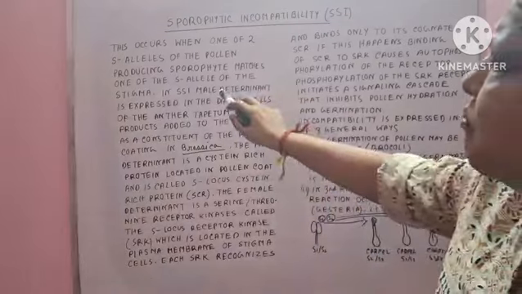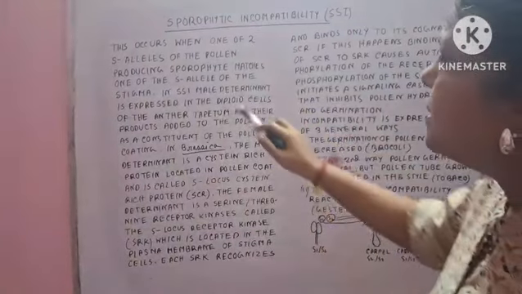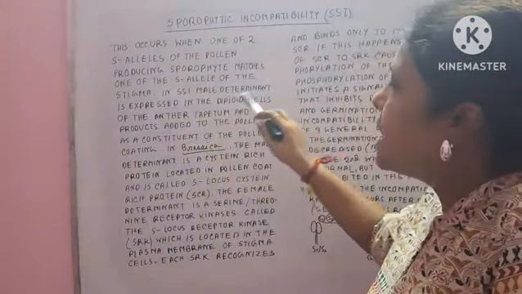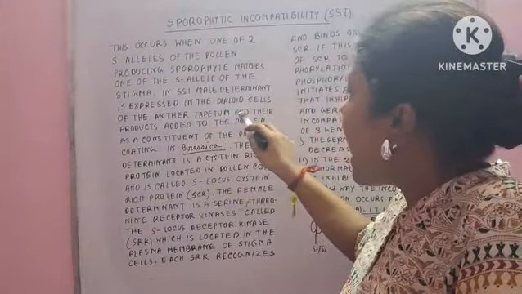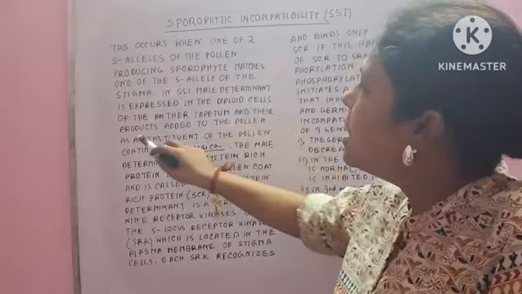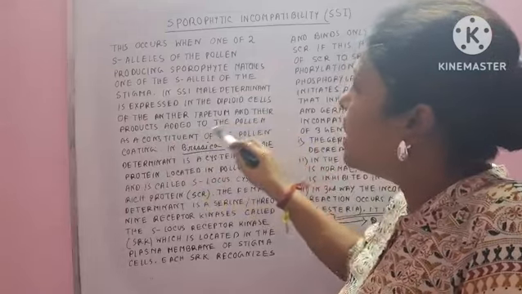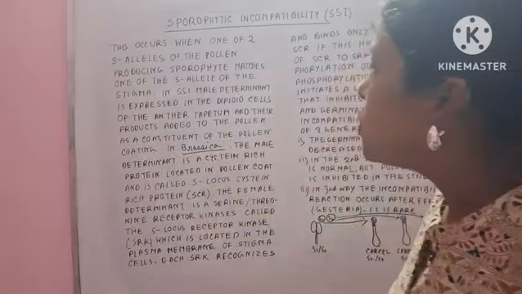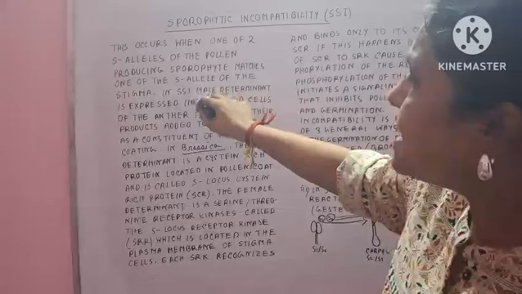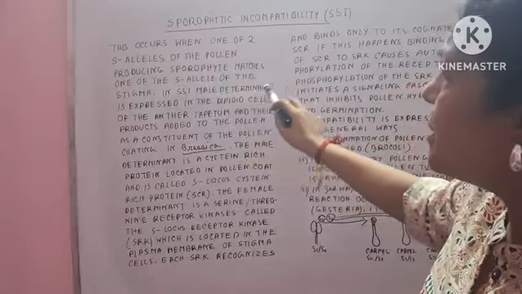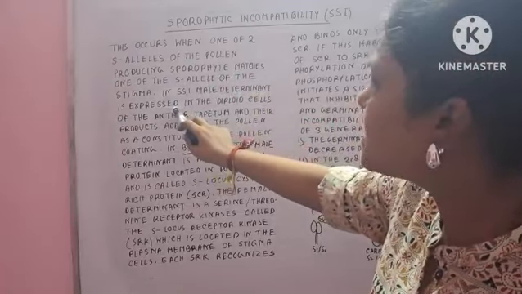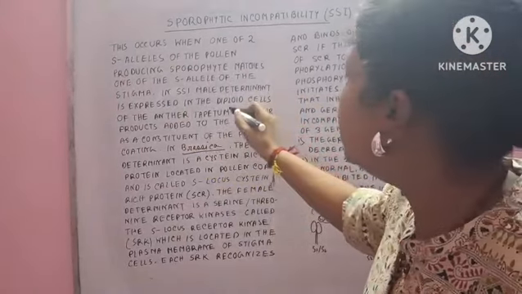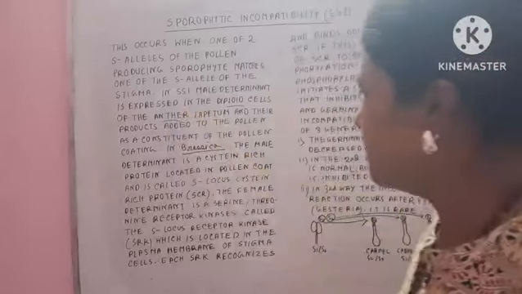In SSI, what is the male determinant? The male determinant is expressed in the diploid cells of the anther, the tapetum, and their products are added to the pollen as a constituent of the pollen coating. So what it is saying is that in SSI, the male determinant is expressed in the diploid cell. Where is it expressed? In the diploid cell of the anther.